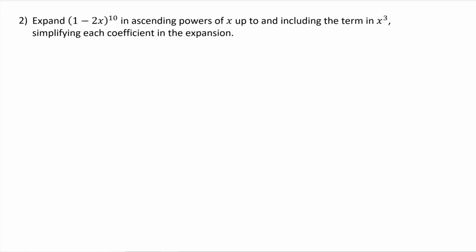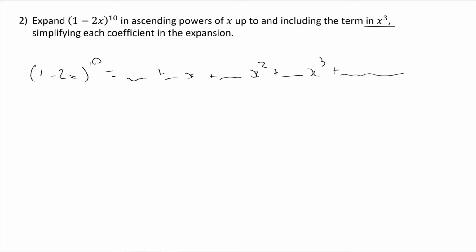Now, when they ask us to expand it up to including the term x cubed, it essentially means that when we expand 1 minus 2x to the power of 10, we're going to get something plus something x plus something x squared plus something x cubed, and then it will carry on. However, because we are only asked to expand up to the term x cubed, we can just stop right up to there. This makes everything nice and easy for us.